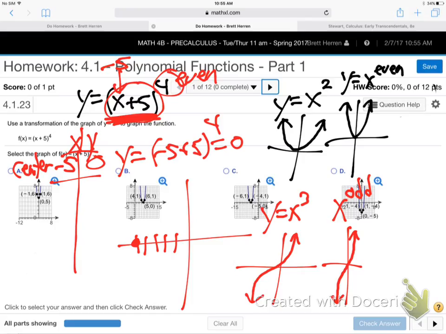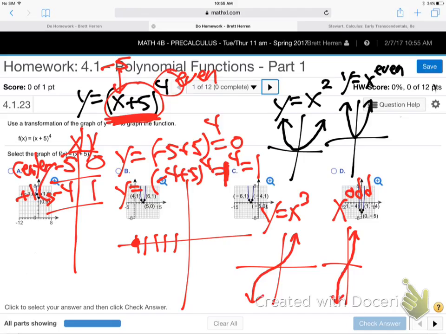And what do you do to find the one other point? Add 1. Yeah, we just add 1, so that'd be negative 4. If you plug in negative 4, what are you going to get? Negative 4 plus 5 to the 4th, that's just 1 to the 4th, right? That's just 1. So that's back 4, up 1 right here, right?